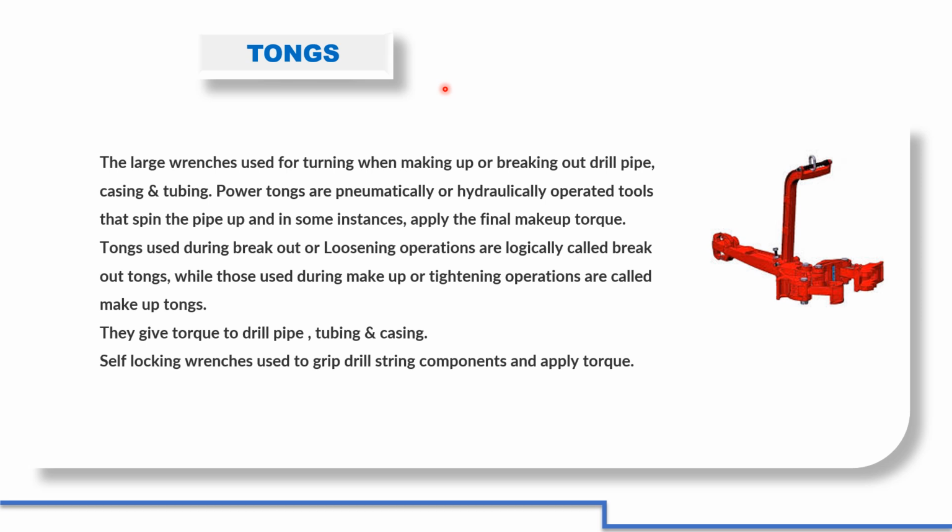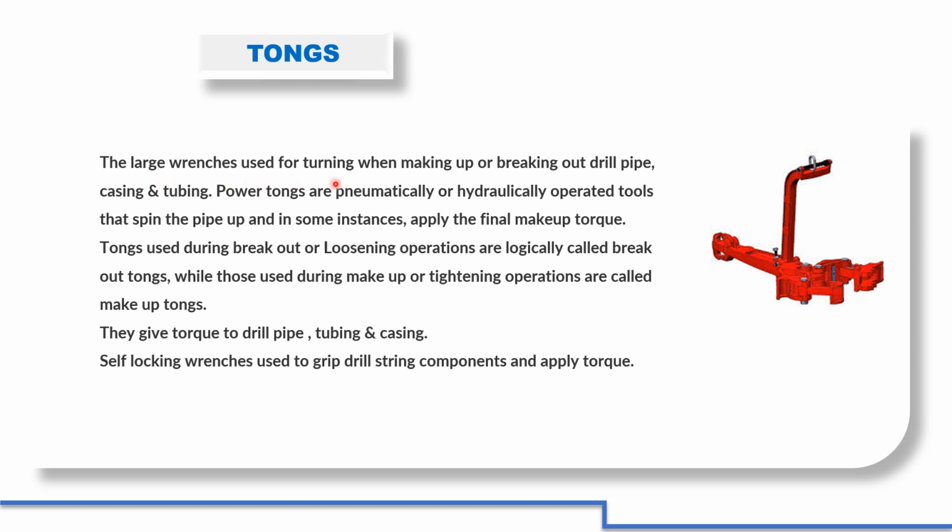So our number 1 topic is tongs. Tongs is a kind of equipment. It is operated or powered by pneumatic or hydraulic. So it's a very dangerous equipment. If not used safely, then it can lead to a deadly adverse situation. So we will see, this is an image of the tong, and what is the definition of tong.